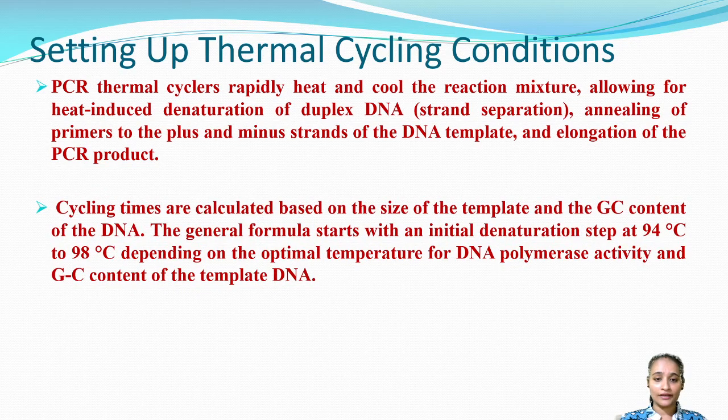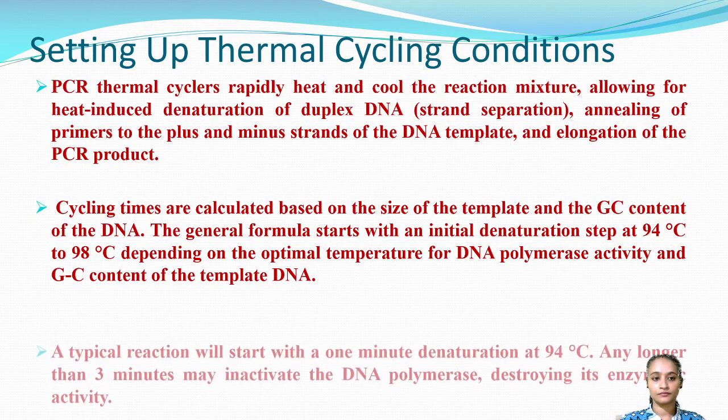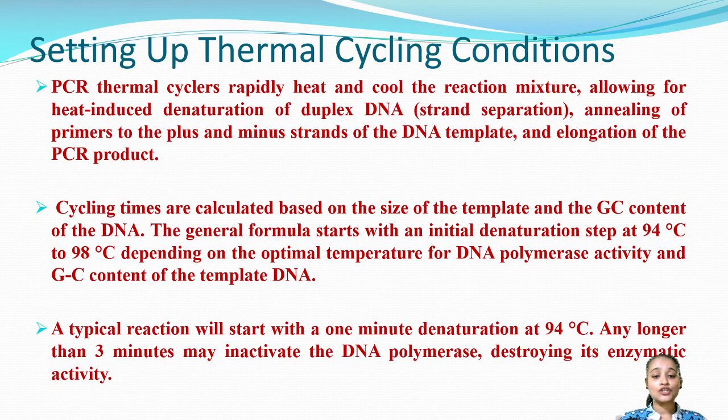Cycling times are calculated based on the size of the template and the GC content, that is guanine cytosine content, of the DNA. So the general formula starts with an initial denaturation step at 94 degrees centigrade to 98 degrees centigrade, depending on the optimum temperature for DNA polymerase activity and the GC content of the template DNA. A typical reaction will start with a 1 minute denaturation at 94. Any longer than 3 minutes may inactivate your DNA polymerase, which destroys its enzymatic activity.